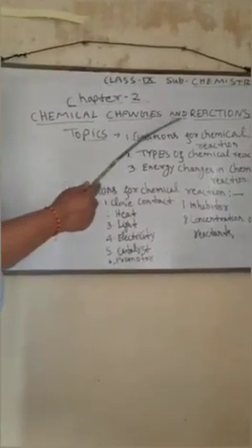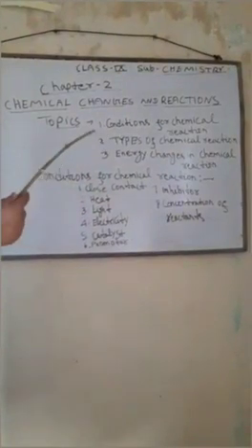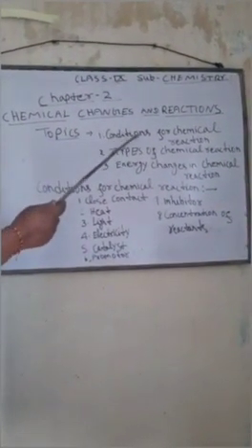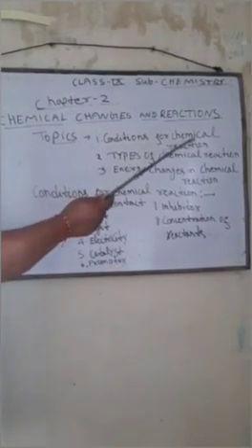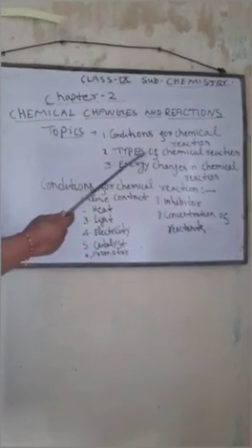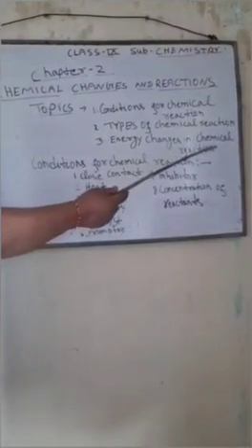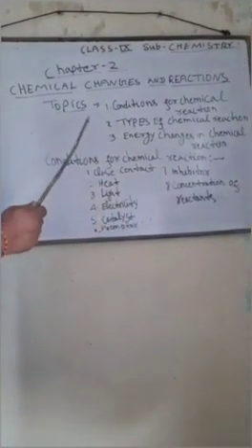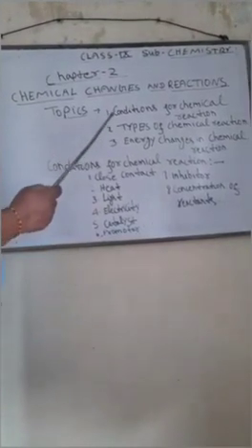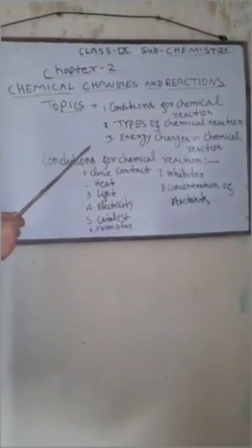The name of the chapter is chemical change and reactions. Topics: first, conditions for chemical reaction. Second, types of chemical reaction. Third, energy change in chemical reaction. Now I am going to discuss the first topic, conditions for chemical reaction.